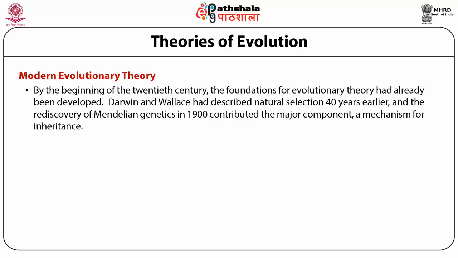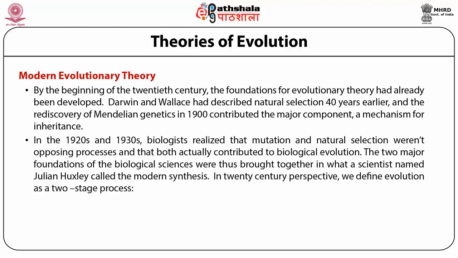Darwin and Wallace had described natural selection 40 years earlier. Then came the rediscovery of Mendelian genetics in 1900, which contributed the major component, a mechanism for inheritance. For the first 30 years of the 20th century, some scientists argued that mutation was the main factor in evolution, while others emphasized natural selection. In the 1920s or 1930s, biologists realized that mutation and natural selection weren't opposing processes, and that both actually contributed to biological evolution.